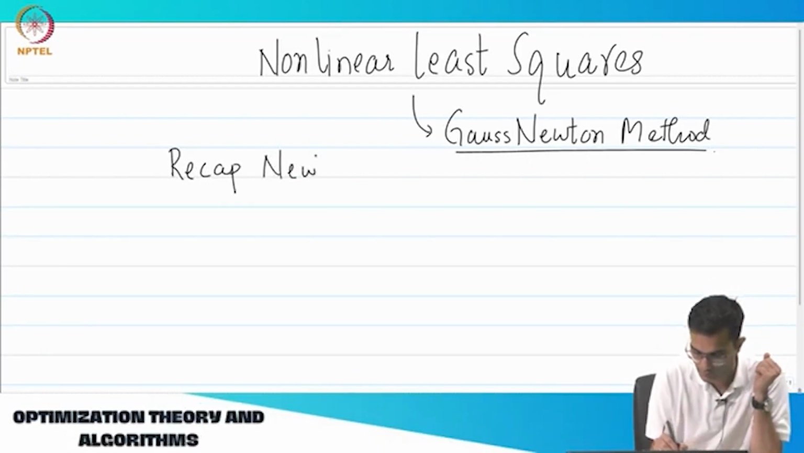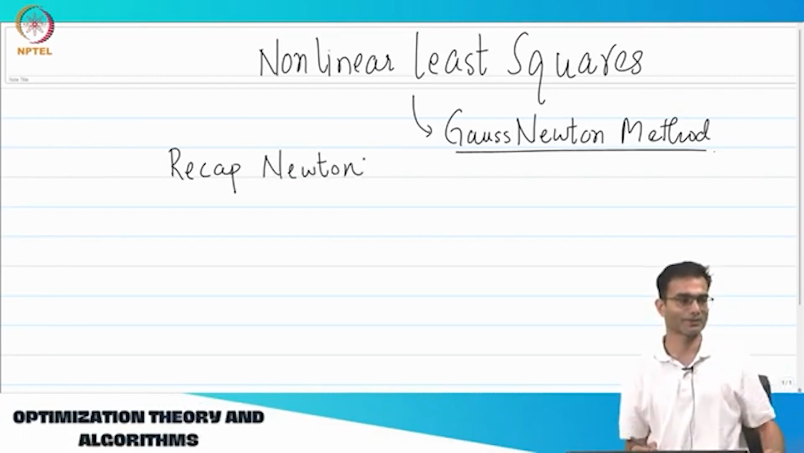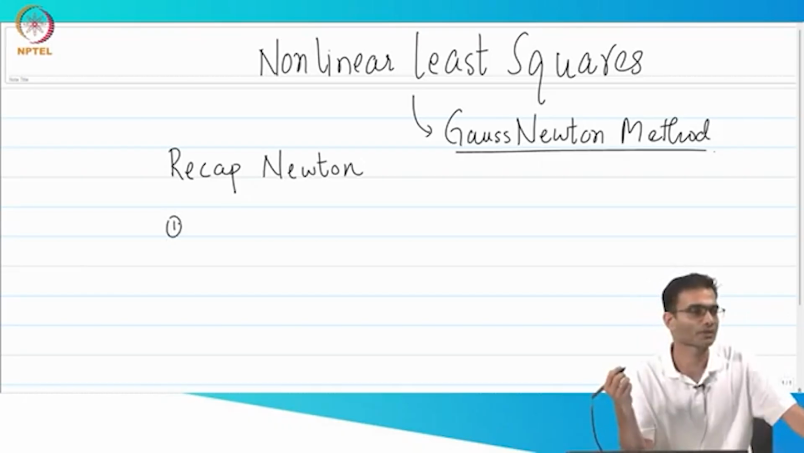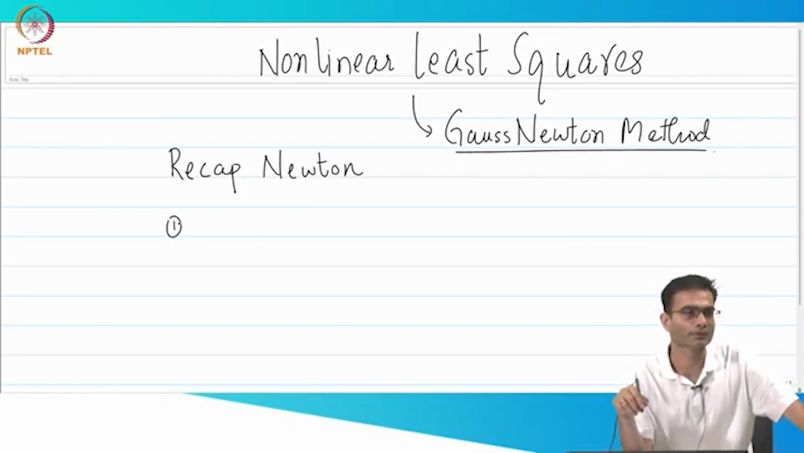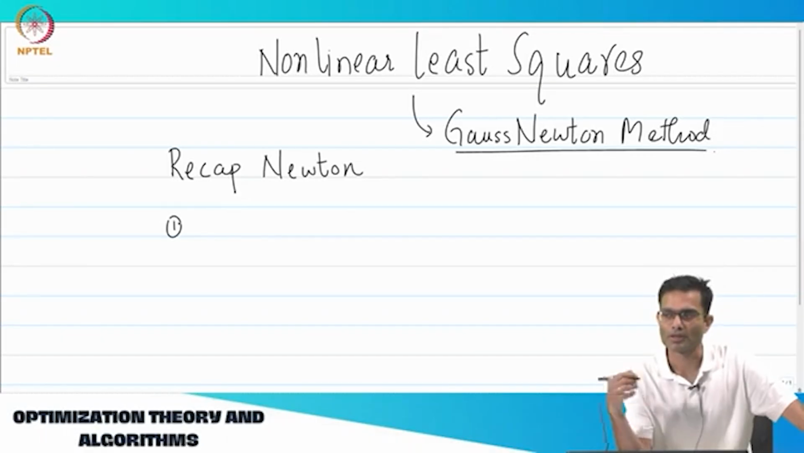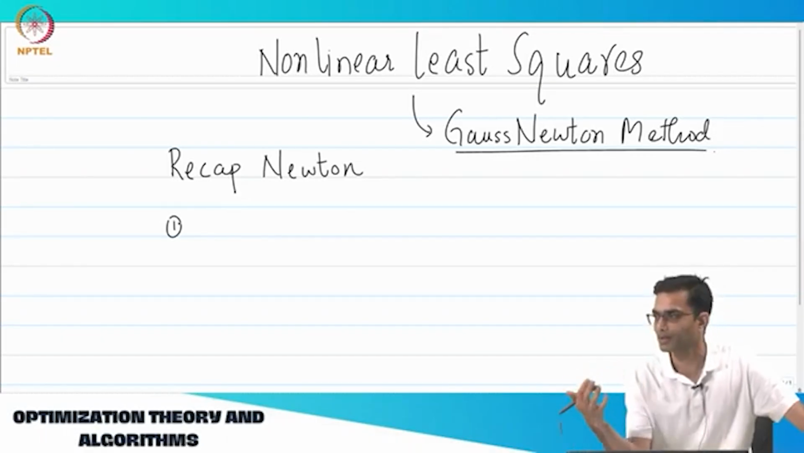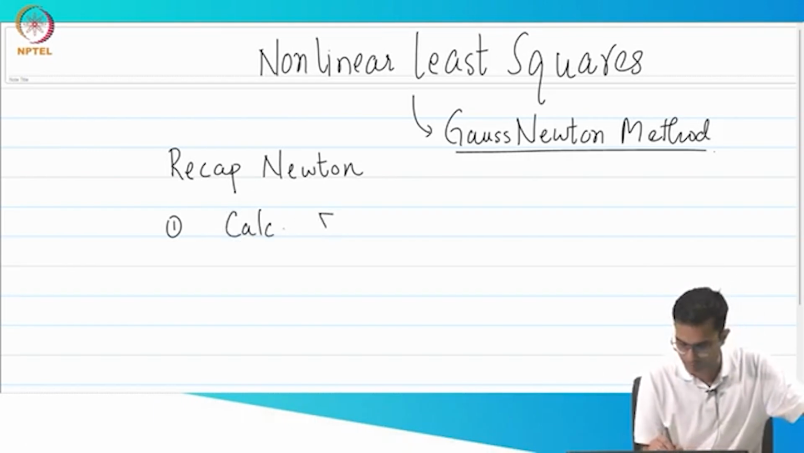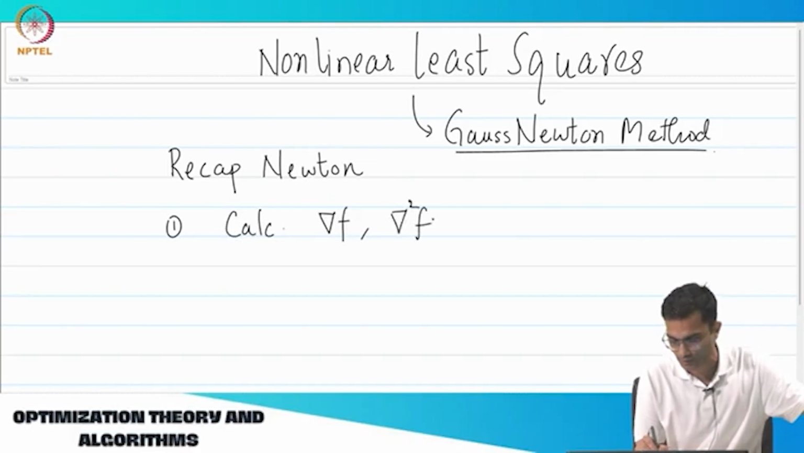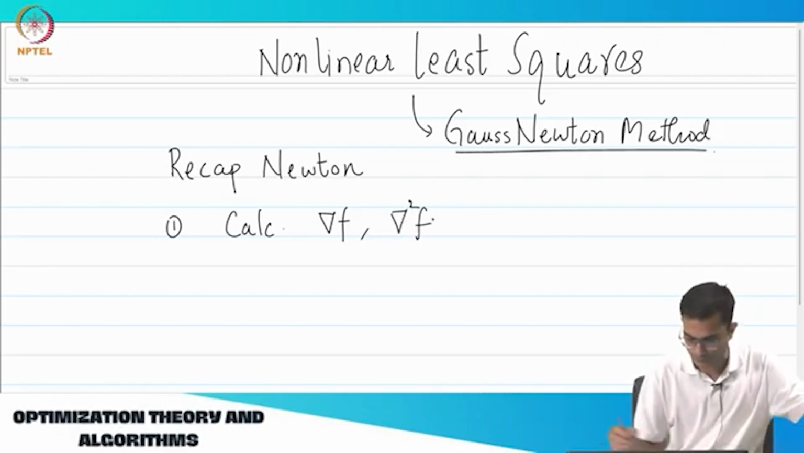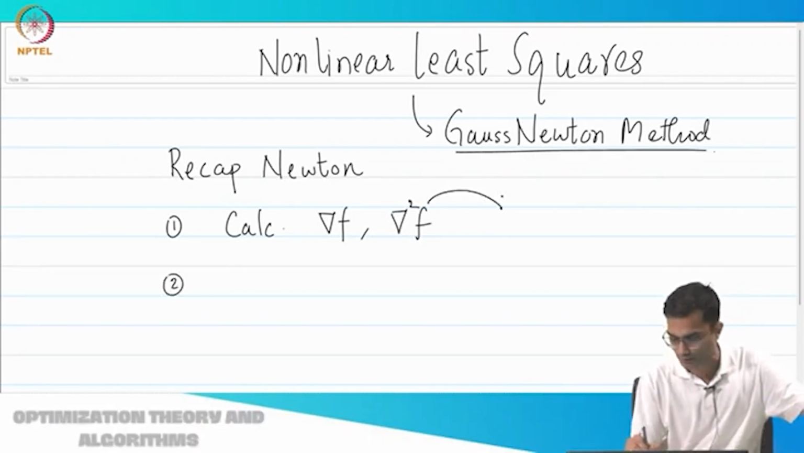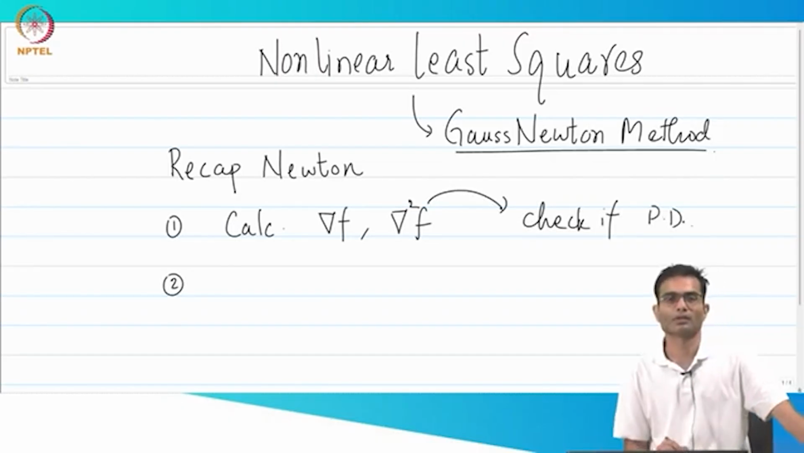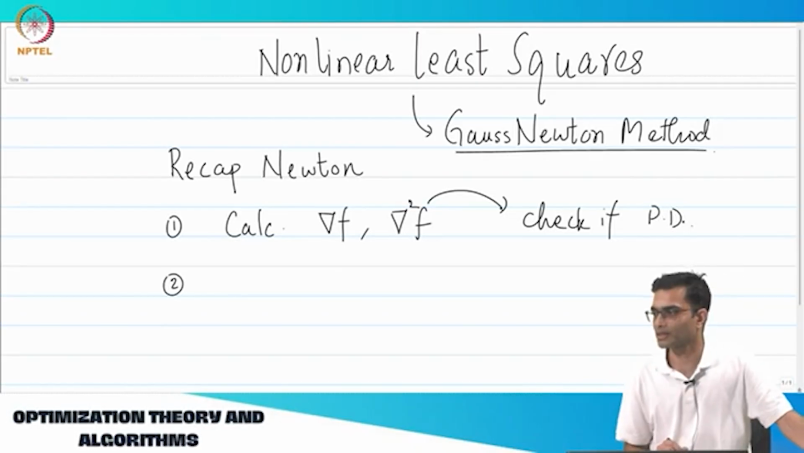In fact, this was a question which you did yesterday, right? You want to recap the Newton method. What is the first thing that you want to do after picking the initial point? Even before that, you need to first calculate the gradient and Hessian, right? Because it's not going to be given to you. So calculate grad f and the Hessian. And after having calculated, you need to check if this is positive definite. Let's assume for simplicity that it is positive definite.